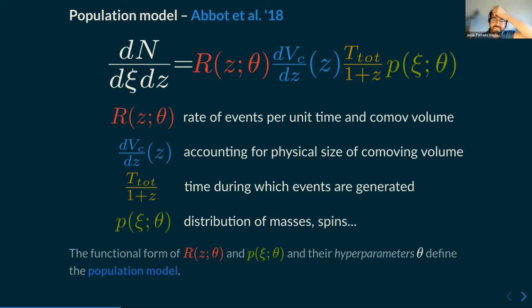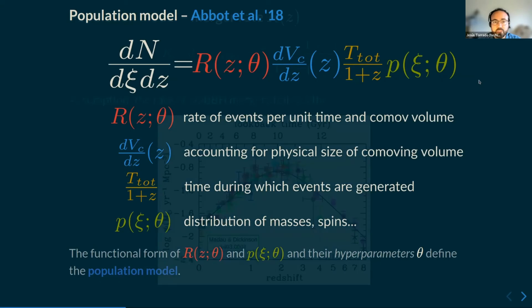Okay, thank you. So this term accounts for the change in volume with time of the comoving volume, the change in physical volume. Then the number of time during which events are generated, and then a probability distribution for the rest of the parameters of the binary. So masses, spins, alignment, these kinds of things. And the shape of R and P and the hyperparameters theta of each of them determine the population model.